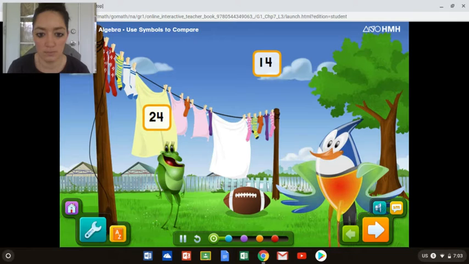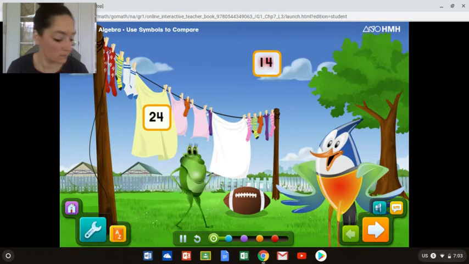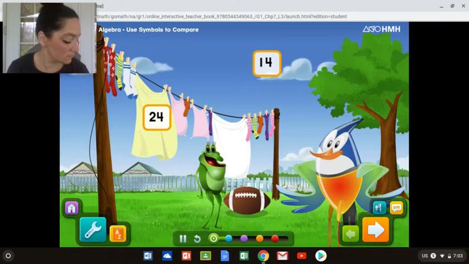The blue team scored 24 points, but the red team scored points too. The red team scored 14 points. I think we need to compare the number of points to see which team won the game. What do you think? Come on, let's learn more about comparing numbers.